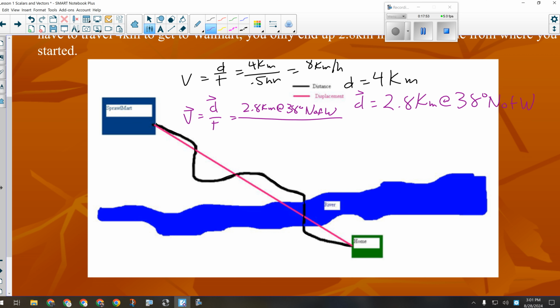Time's going to be the same whether I'm talking about the scalar part of this or the vector part of this. Remember, it's the same story from different points of view. So it still took me a half an hour to change my position by 2.8 kilometers, 38 degrees north of west. So the time is the same, which means my velocity vector quantity, it needs to have that direction on it, is 5.6 kilometers per hour at 38 degrees north of west. Why is it a smaller number?